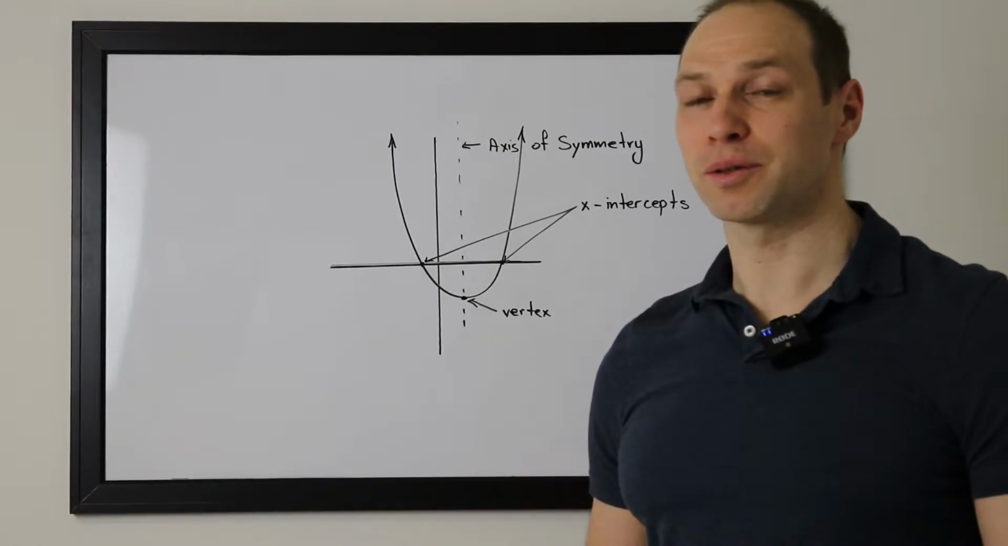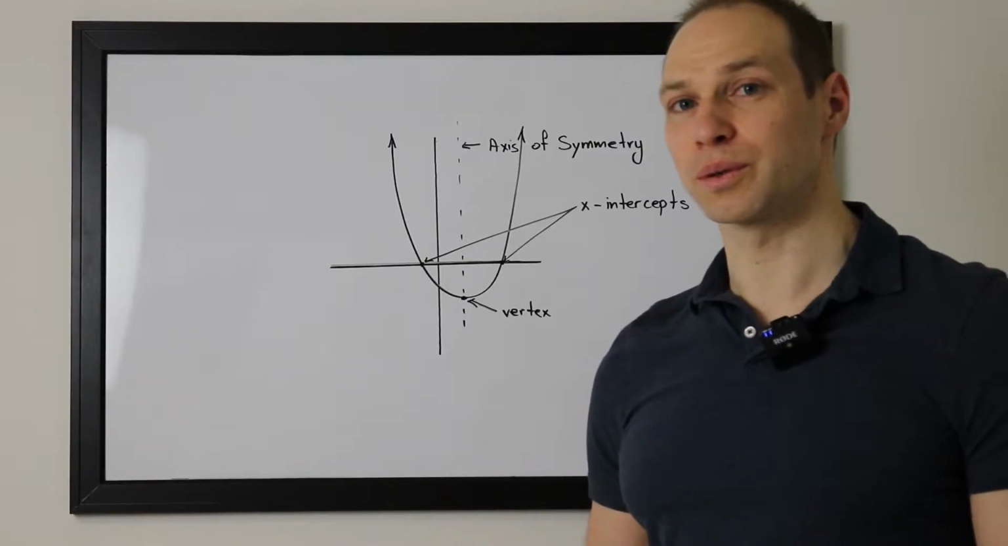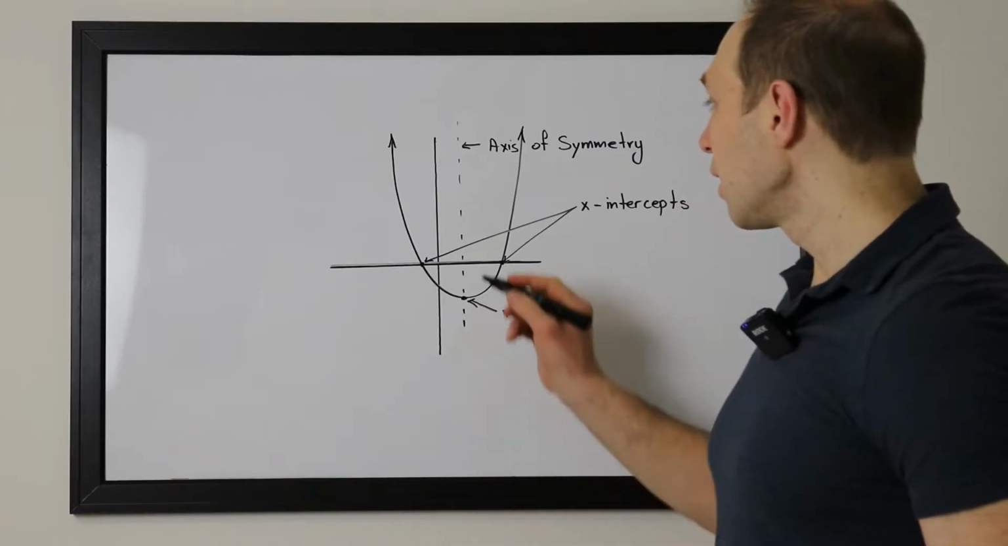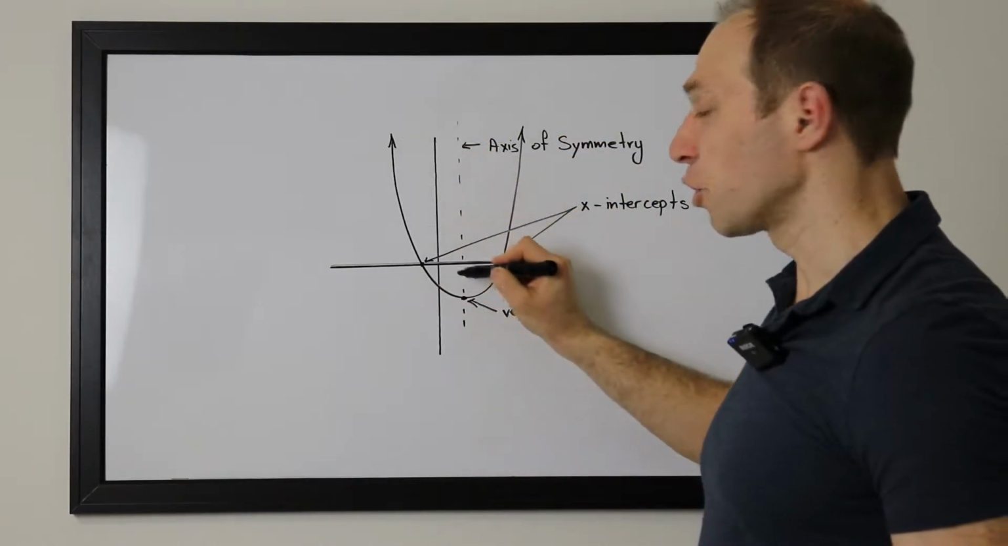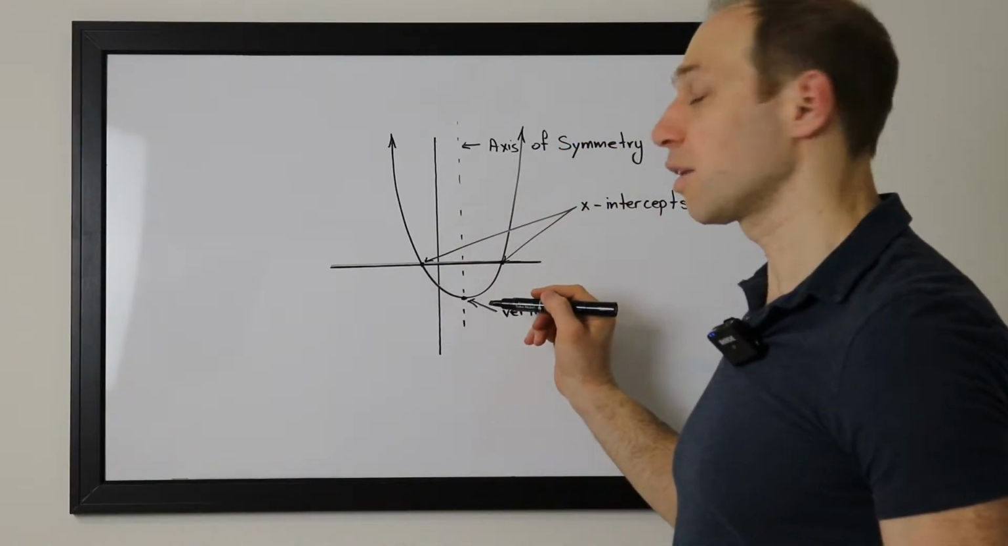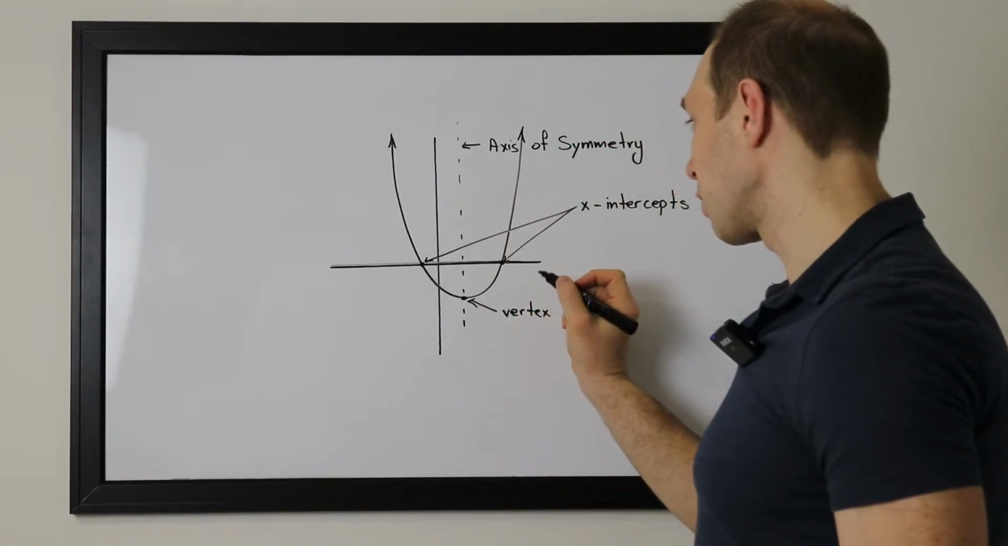Today we're going to be talking about parabolas, which relate to quadratic equations. Anytime you see a shape that looks like an arc, it relates to a parabola.